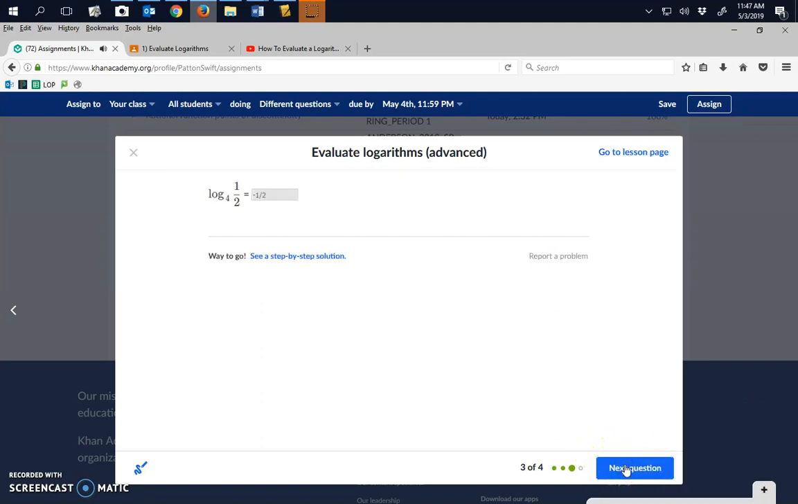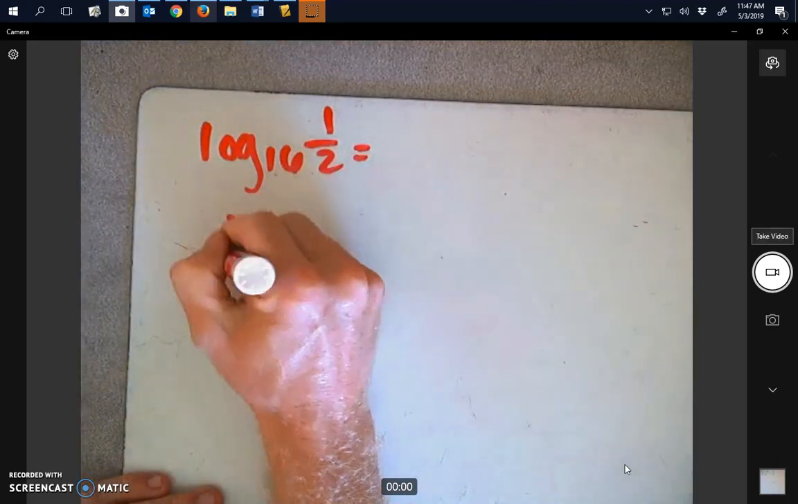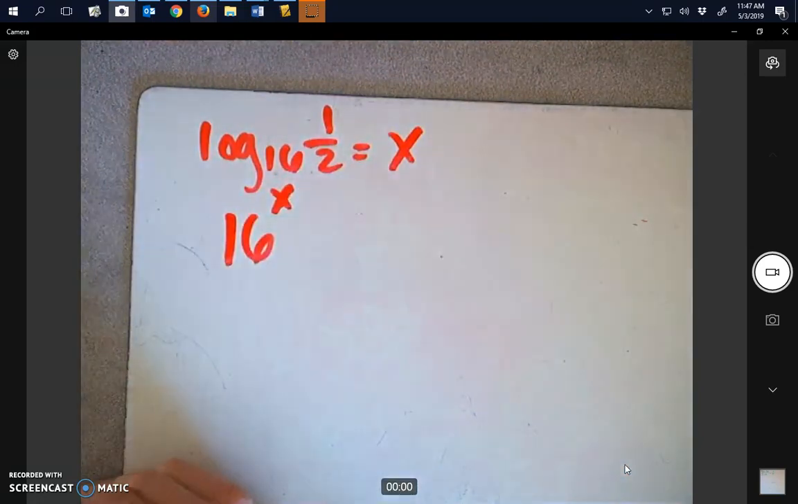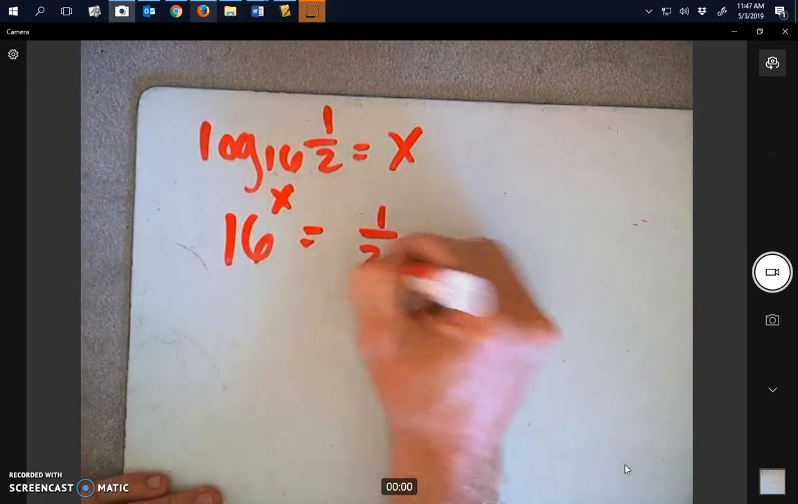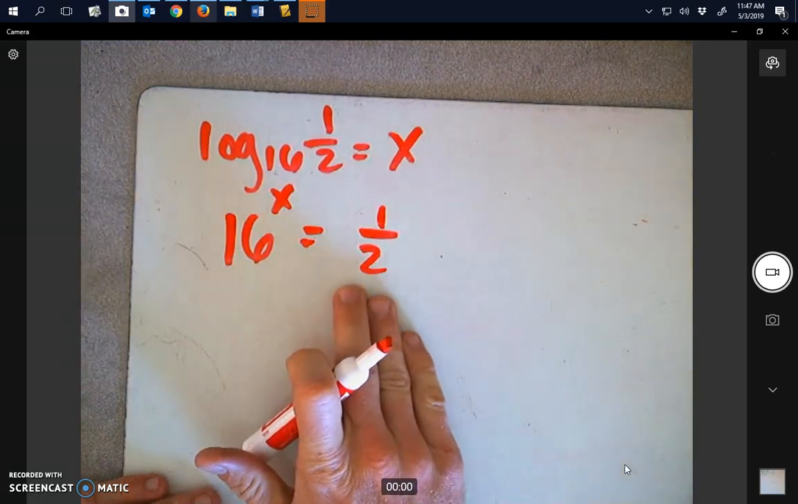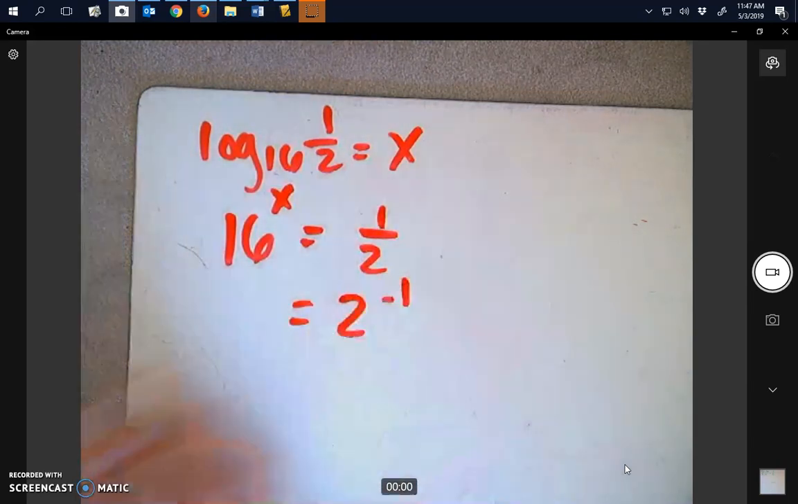Last question. Okay, log base 16 of 1/2 is equal to, all right, so once again, write in exponent form, so our base is 16. Our exponent is our unknown, and it's equal to 1/2. Okay, so the first thing I want to do is rewrite my half as a base of 2. So that's going to be equal to 2 to the negative 1.